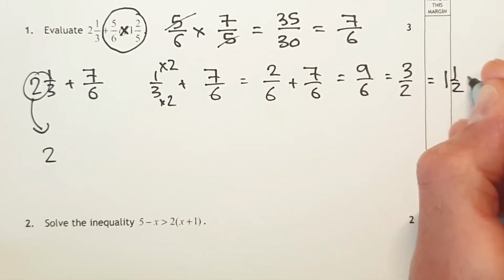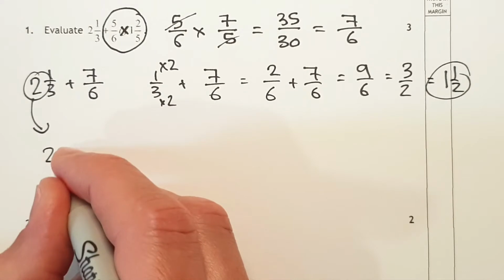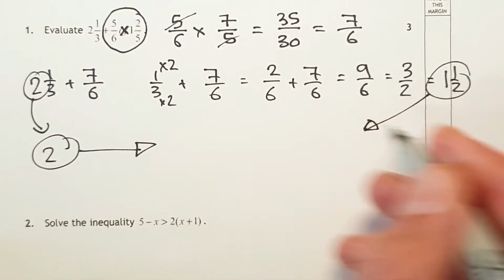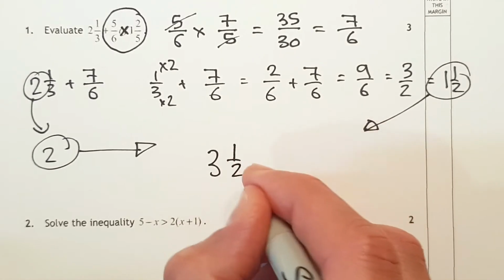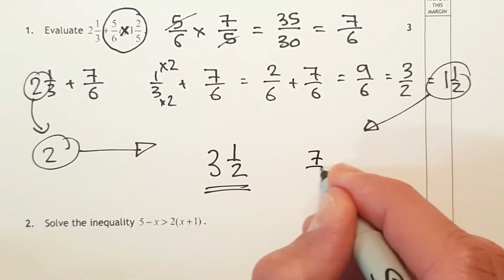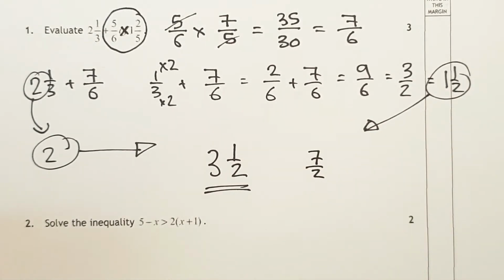and that is going to be 1 1/2. So I'm going to take my 1 1/2 and my 2 and put them together, and that is going to give me 3 wholes and 1/2. Alternatively, you could have 7/2 as your answer, which would also be acceptable.